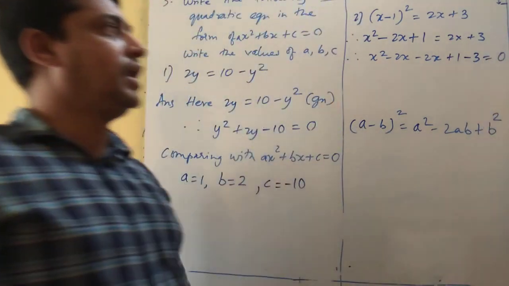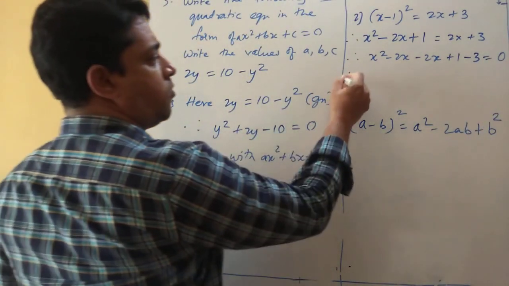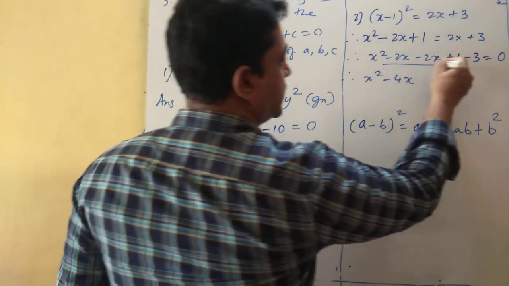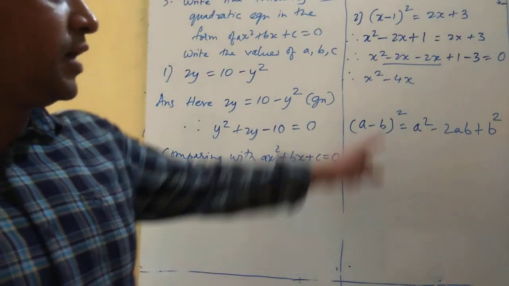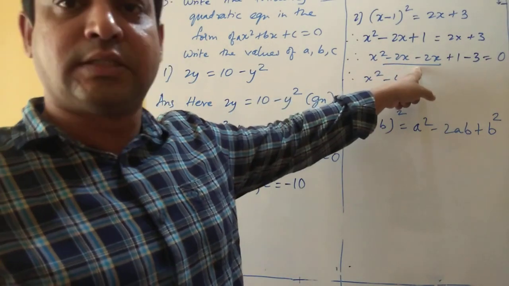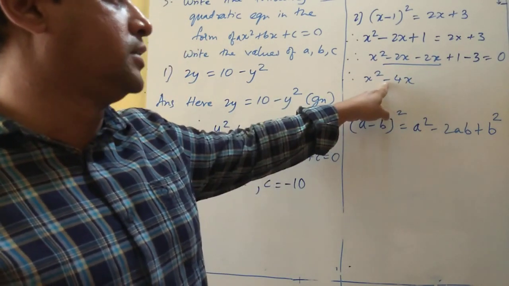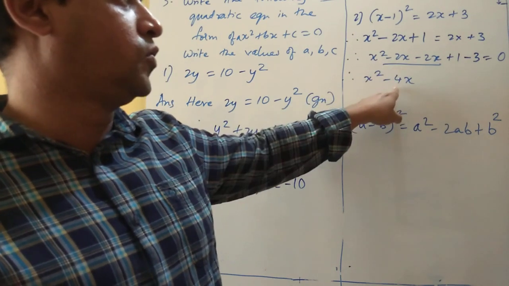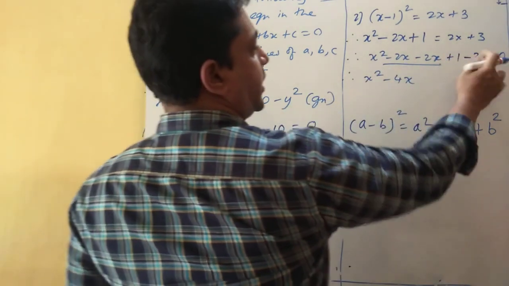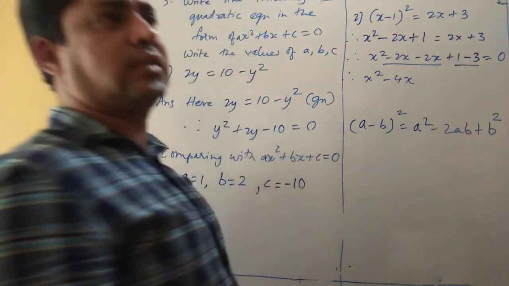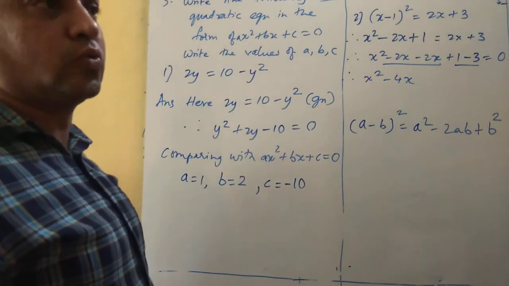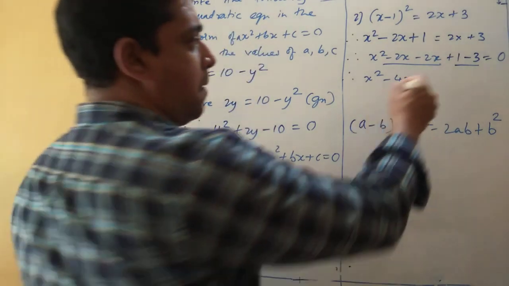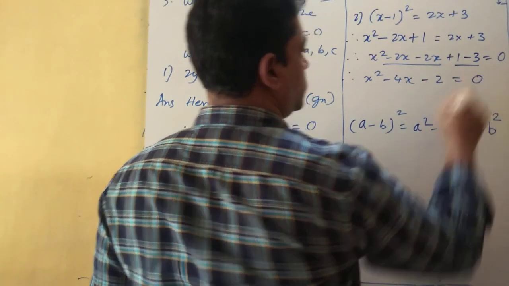Is it clear? Now therefore x square minus 4x. Why minus 4x? Minus 2x and minus 2x. Minus minus is plus. Sign will always be minus. Okay. So minus 4x minus 2 minus 2 minus 4 and positive negative is always negative. So 1 minus 3 is minus 2 because again the number has negative sign. So minus 2 is equal to 0.